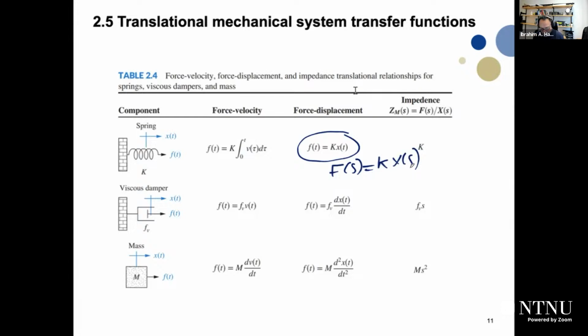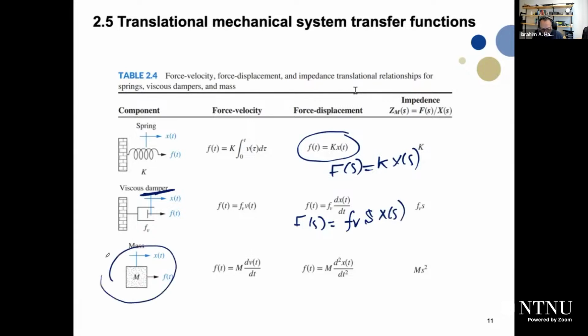If it is a damper, the transfer function will be F of S equal to the damping coefficient multiplied by dx by dt. dx by dt is the speed, in fact. So it will be S X of S.